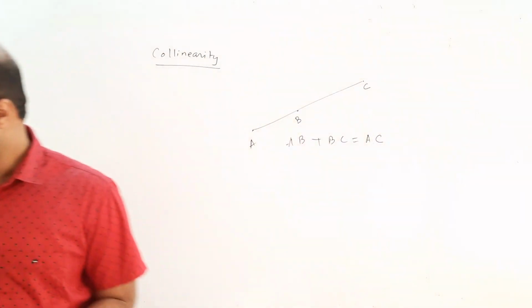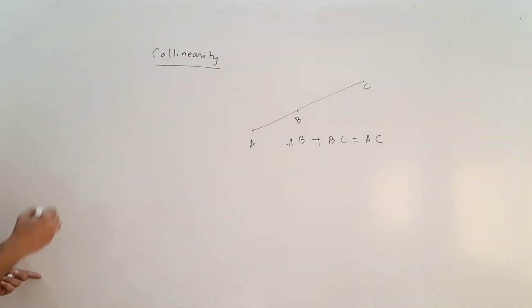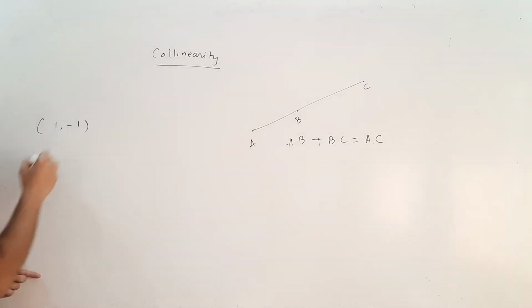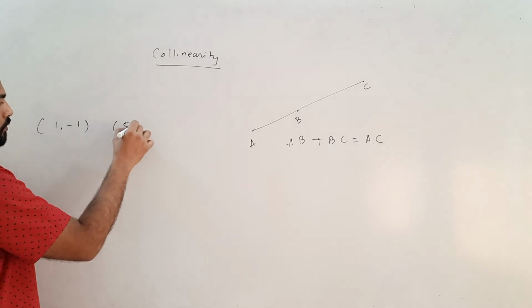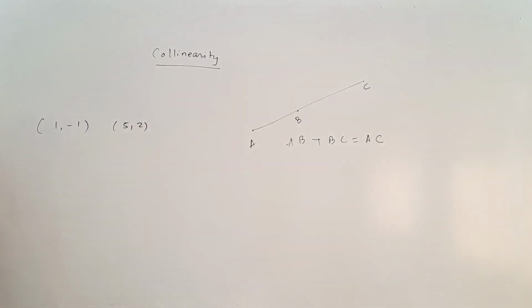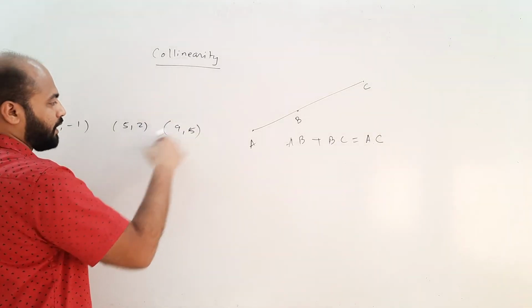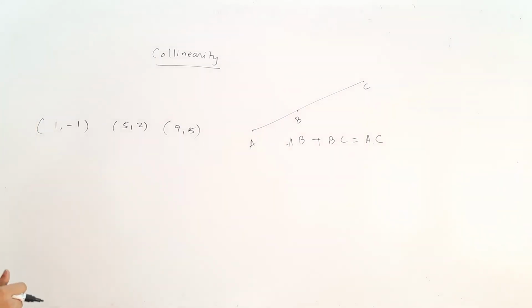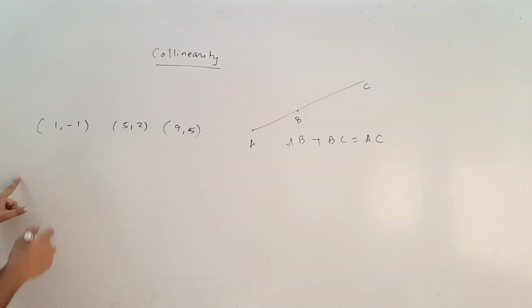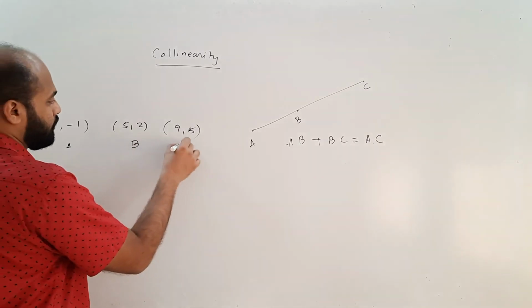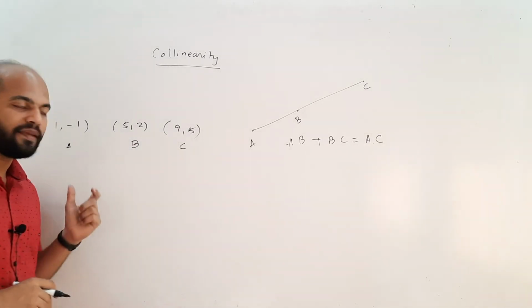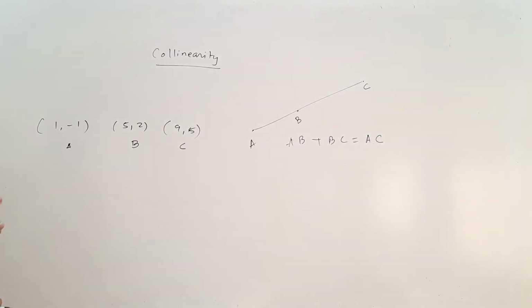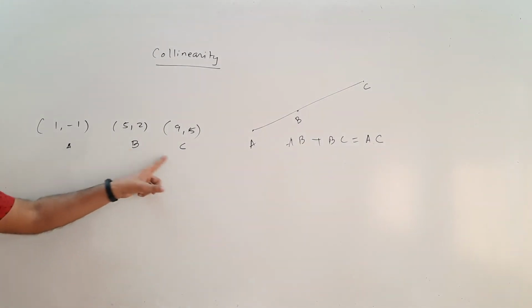Now let's take an example to understand how this works. Let's say that the first point is 1 comma minus 1, the second point is 5 comma 2, and the third point is 9 comma 5. We have to check whether these points are collinear or not. Now all that we have to do is mark these points A, B, C, and then check whether AB plus BC is AC. So let's find the distances AB, BC and AC.